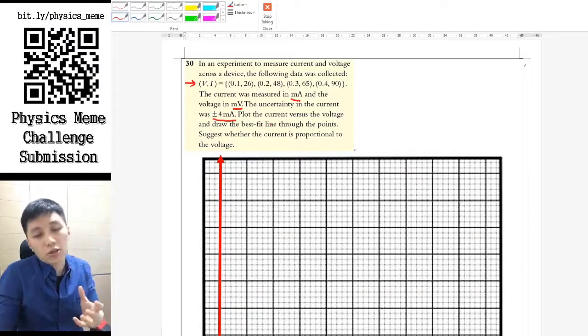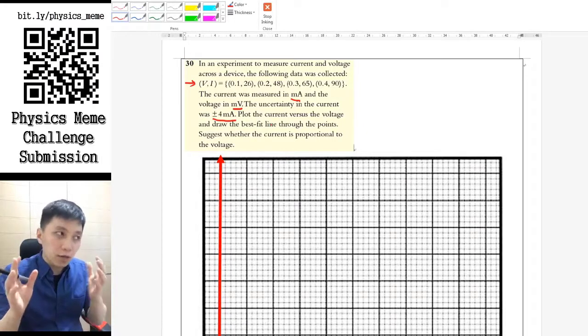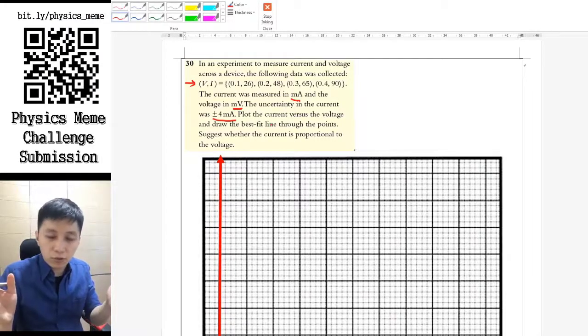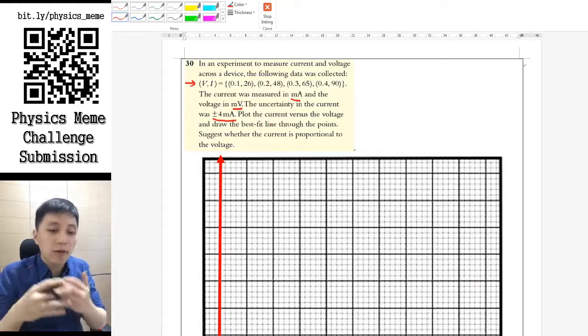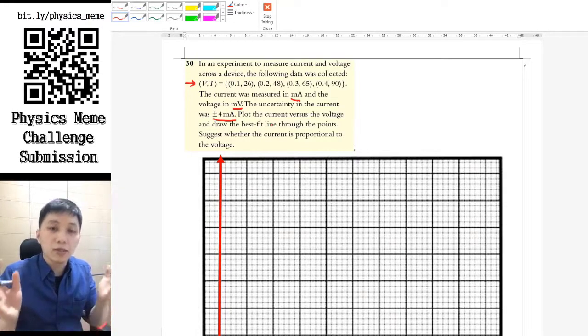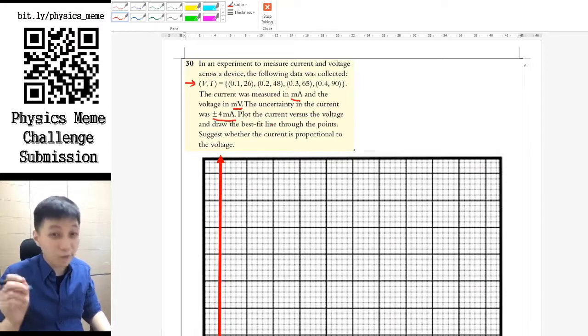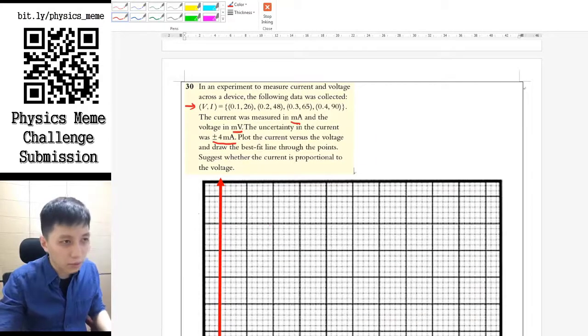In the practical situation, it depends. Whatever measurement you do, there must be some absolute uncertainty. But if the uncertainty is not significant enough to be visible on the graph, then you can simply say it in your IA. And the graph you need to plot is current against voltage.